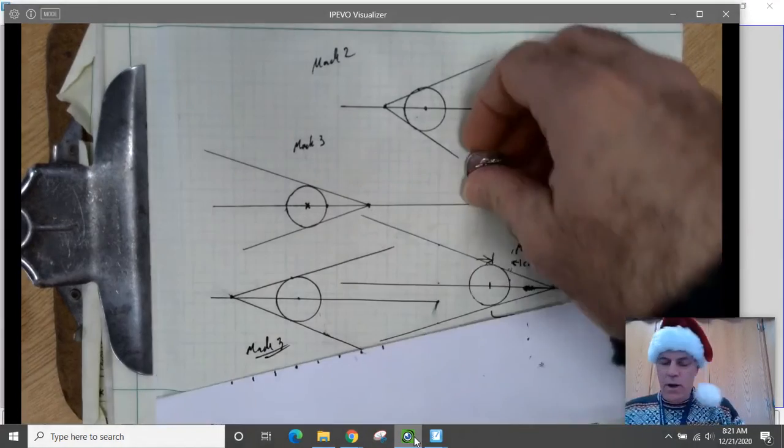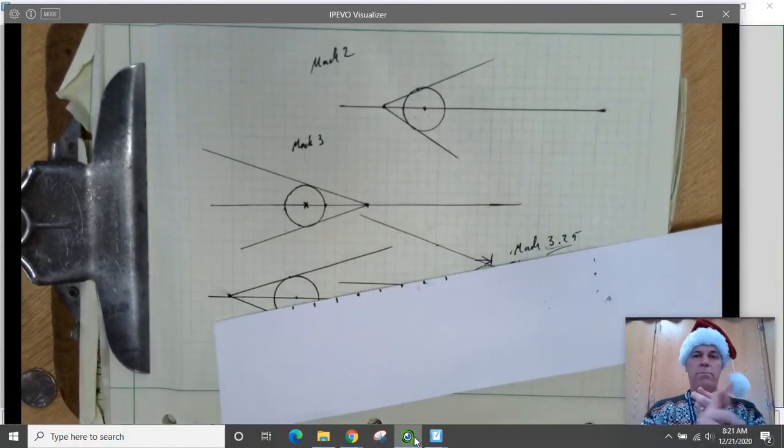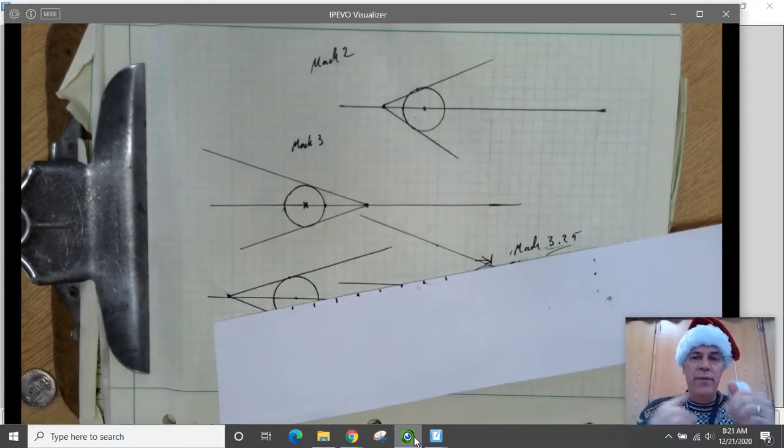That's it. All right. So we learned what Mach number is. We learned how to make shockwave diagrams. We learned how to interpret shockwave diagrams. And that's enough for one day.